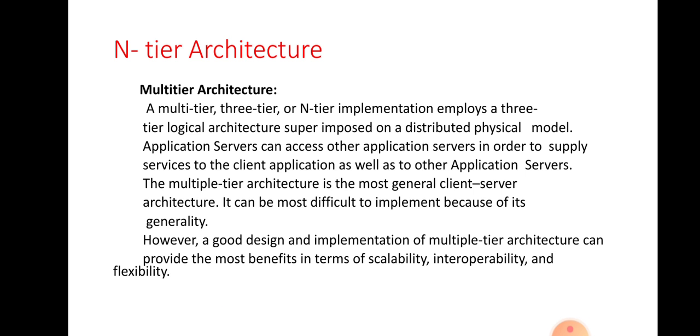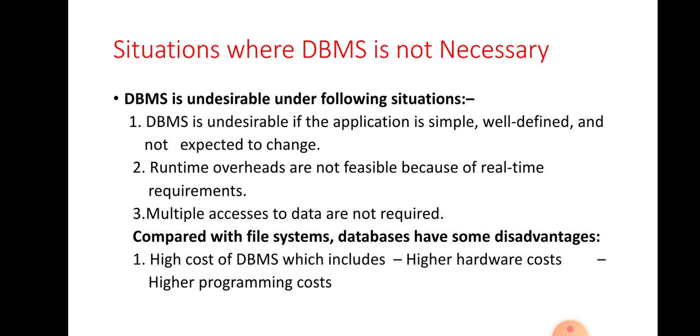The multi-tier architecture is the most general client server architecture. It is very difficult to implement because of its generality. However, it is a good design for implementing. It provides the most benefits in terms of scalability, interoperability and flexibility. Here scalability means it can be extended to any size, and interoperability means the systems interact with each other and the information can be provided to the end user. And flexibility means it can be changed or modified at any time whenever we need. And this is about the architecture.